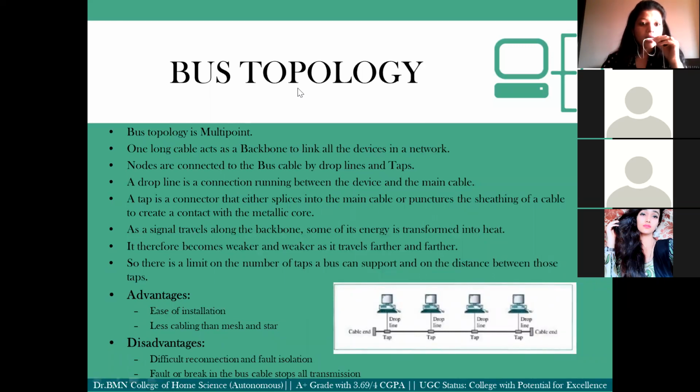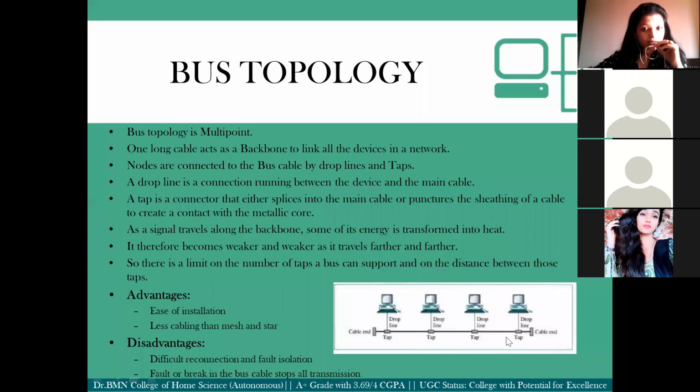All right. Now, as the signal travels along the backbone, some of its energy is converted into heat. So as the signals are transferred along the backbone, the energy is transformed into heat. It therefore becomes weaker and weaker as it travels farther and farther. Because why?